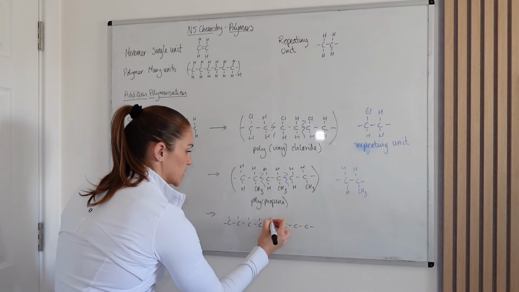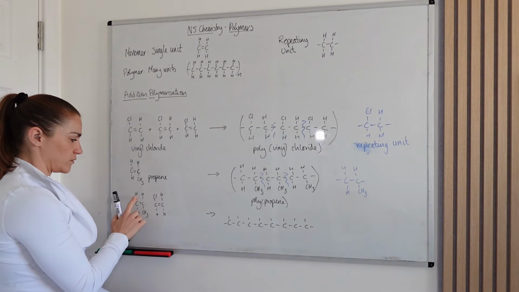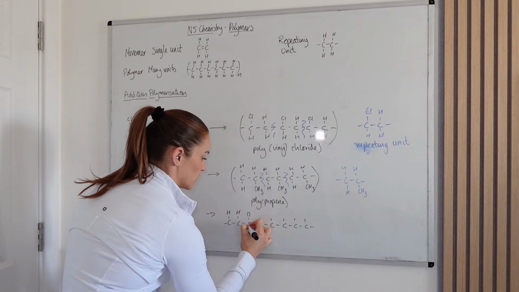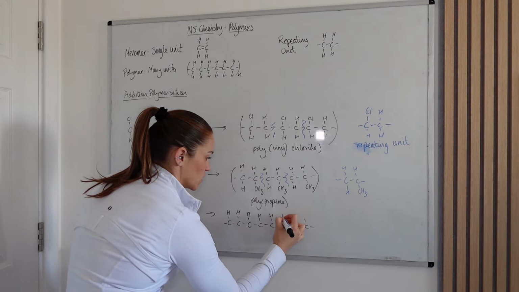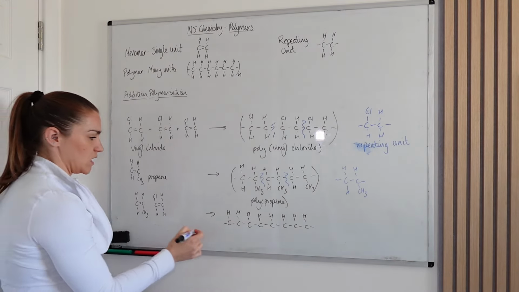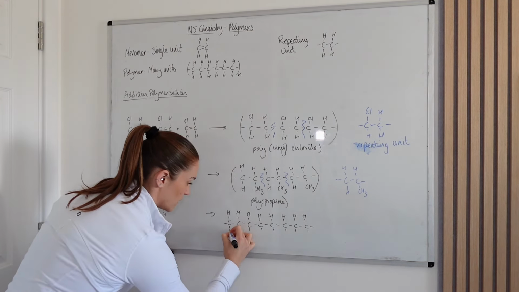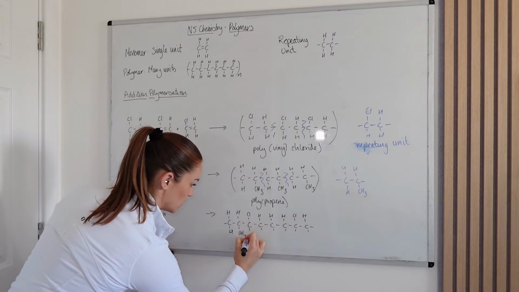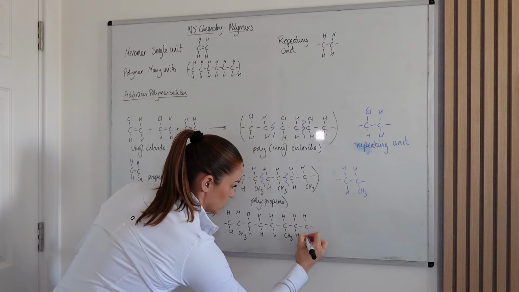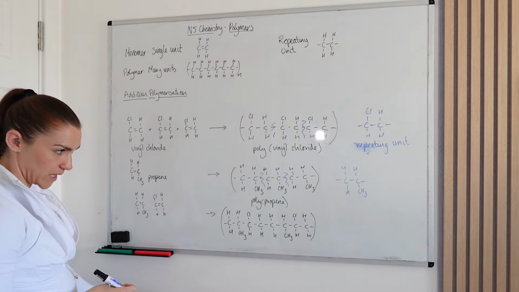And then for our repeating patterns across the top, we just want to look at what's at the top of these 2 monomers. So we've got H H Cl H. So that's the pattern that's going to repeat, H H Cl H. Down the bottom, we've got H CH3 H H. So that's the pattern that's going to repeat across the bottom, H CH3 H H. And then we just finish it off with our brackets.